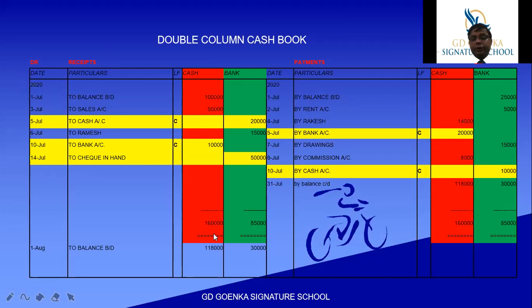After this, we do the totaling, and this balance C/D is to be debited, or written on the opposite side, by carrying the balance to the next month with the heading to balance B/D. So this is 1,18,000 here and 30,000 here. So remember, the preparation of a two-column cash book only requires the special treatment of contra entry and cheque in hand.